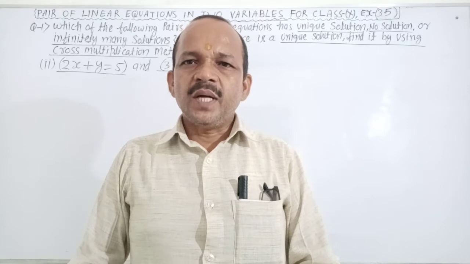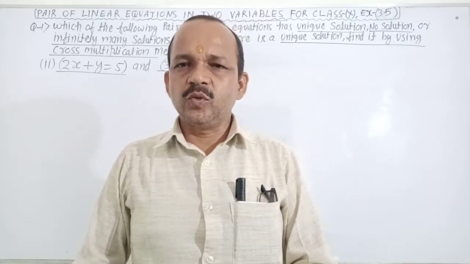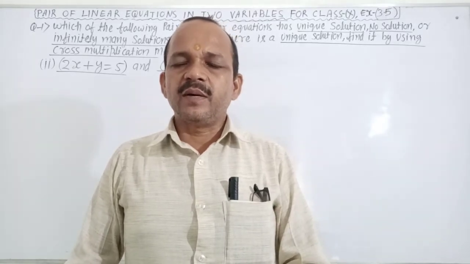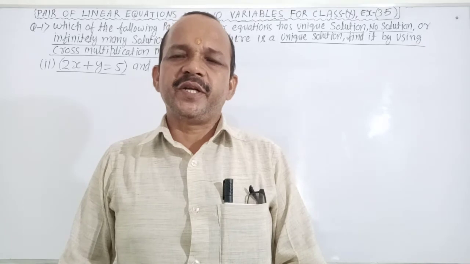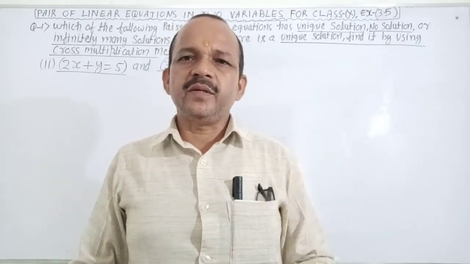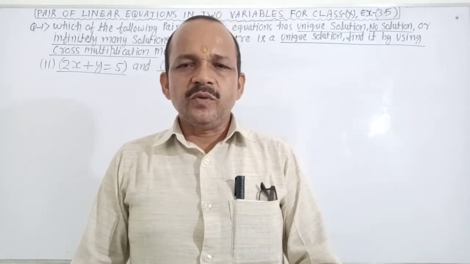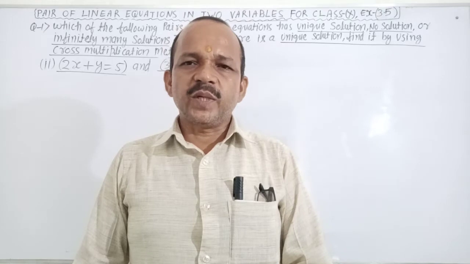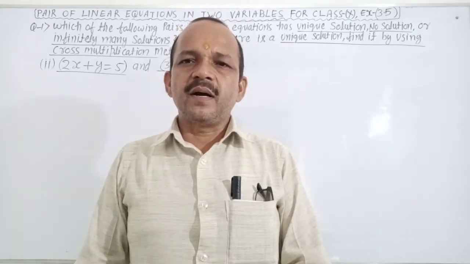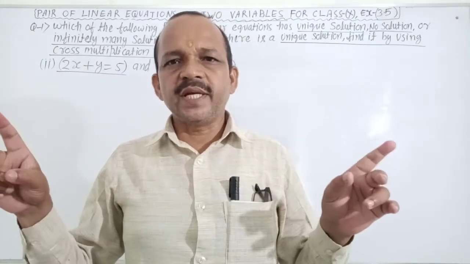Very good. Firstly, I want to describe the form of pair of linear equation in two variables, because you can ask me what is the form of pair of linear equation in two variables. It is clear, no confusion about it. Very good. a1x plus b1y plus c1 equal to 0 and a2x plus b2y plus c2 equal to 0. It is the form of pair of linear equation in two variables. It is clear, no confusion about it.